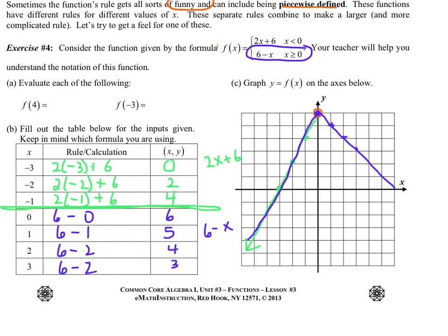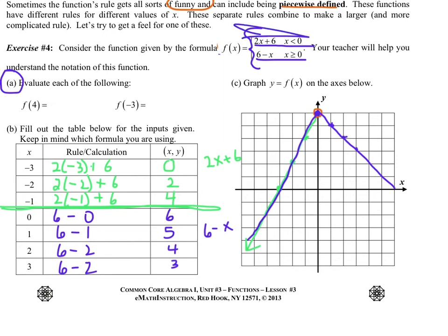We're not going to do too much with piecewise functions, but I do want you to know what they look like. They're kind of this f of x here, this idea of f of x, and then we break it down into different pieces. We use this little squiggly bracket to say it's this to here, and then it's this to here. Okay? I missed a question here, question A. Evaluate each of the following.